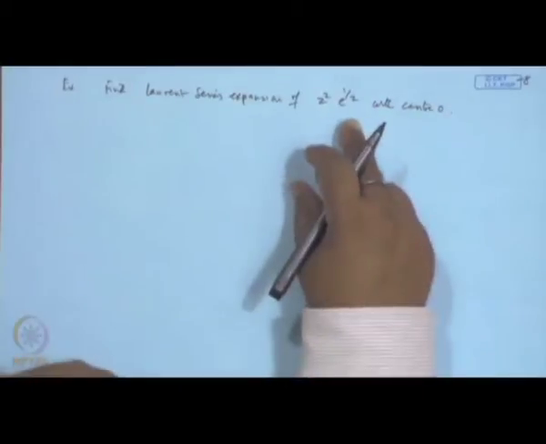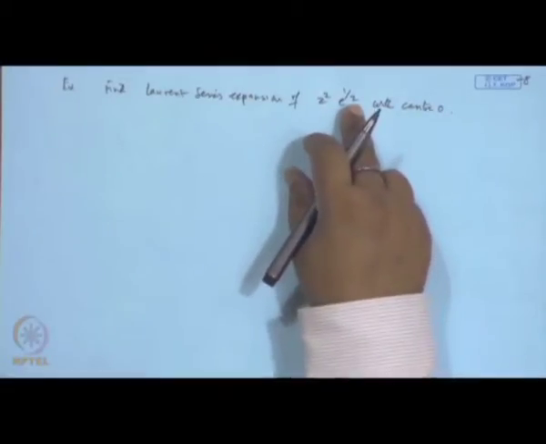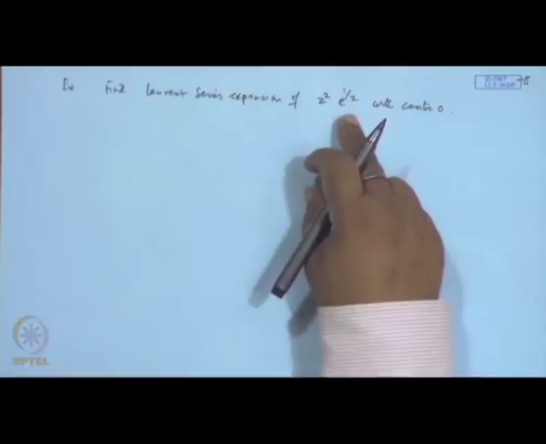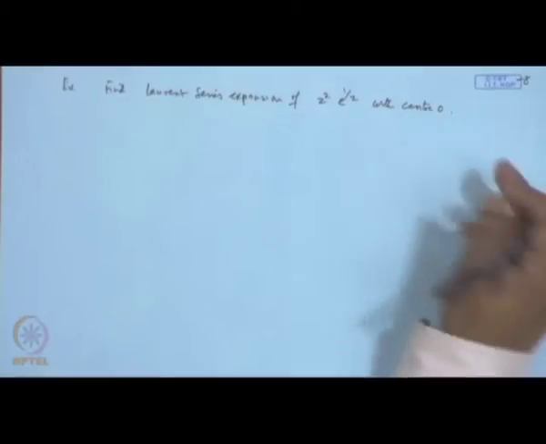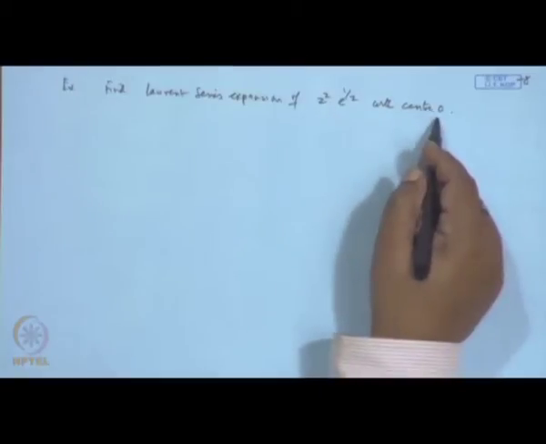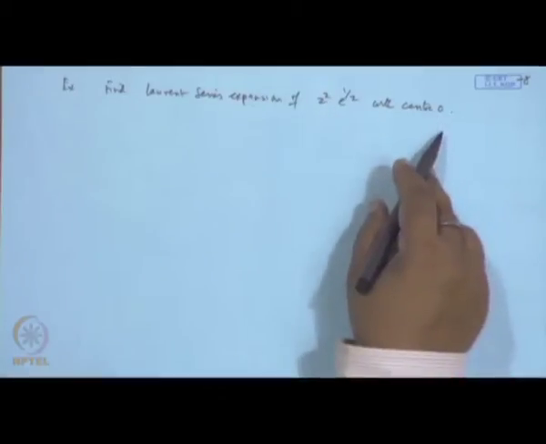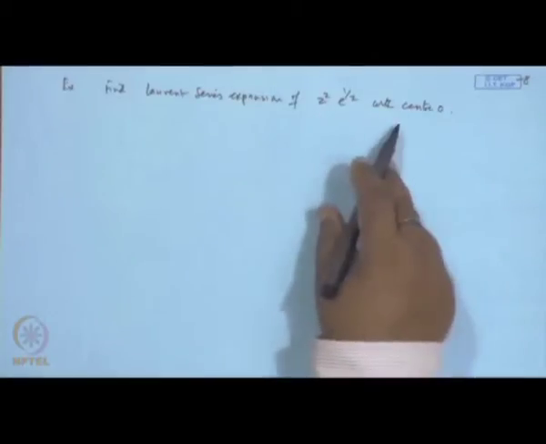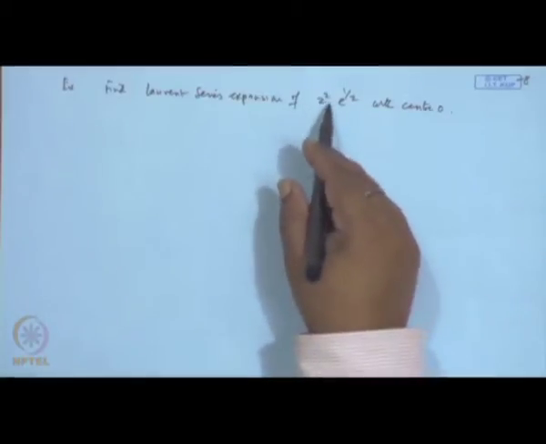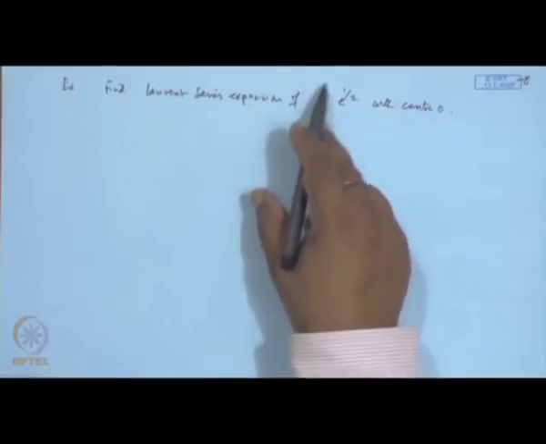Now, obviously, the function z square e to the power 1 by z at z equal to 0 is not analytic, it ceases to be analytic. So, 0 becomes a singular point. So, what we want is the Laurent series expansion around the point 0. So, it will have both positive and negative powers of z. z square is already given in the positive power, we will not touch it.